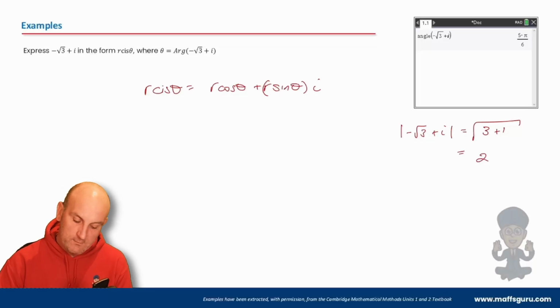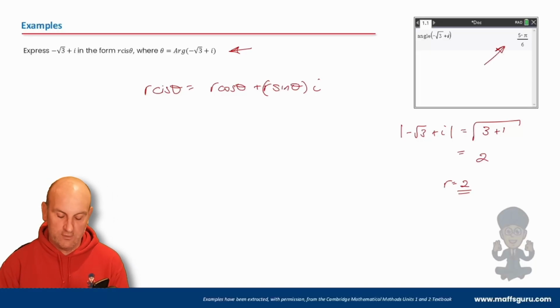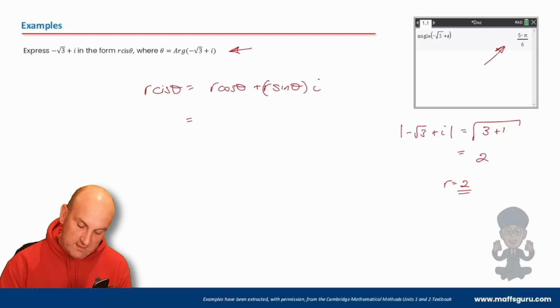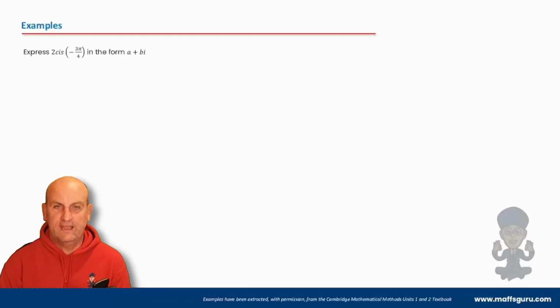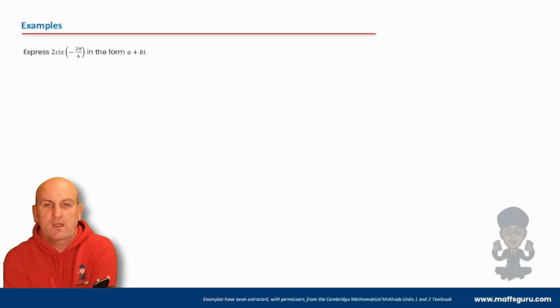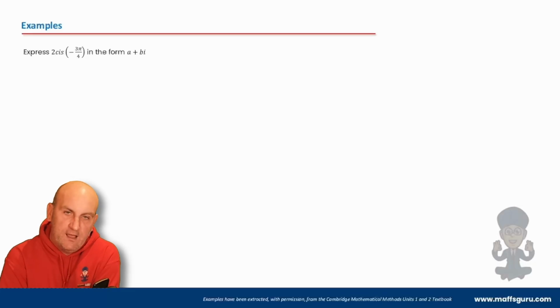So therefore I know my r is equal to 2. I'm just going to write that there: r equals 2. And then theta. They've told me theta here is the arg of minus root 3 plus i. I've used my calculator to say that that's basically 5 pi on 6. So in which case my r cis theta would be 2 cis 5 pi on 6. What about the next one? Express 2 cis minus 3 pi on 4 in the form a plus bi.